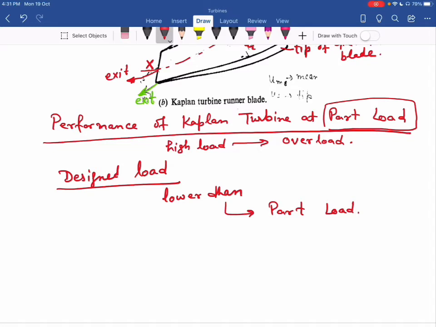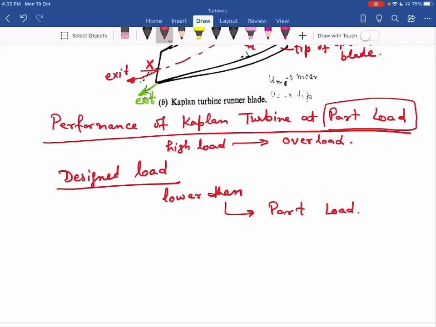Any turbine, when we run it at the design load, has its maximum efficiency. So when we move to part load or overload, the efficiency decreases. However, in case of Kaplan turbine, when we run the turbine at part load as well as overload, the efficiency is not much affected. It is as high as at the design load. This is because of the adjustment we can make in the runner blades. While our turbine is running, we can adjust the runner blades according to the discharge. So due to that, our turbine is as efficient as at the design load.